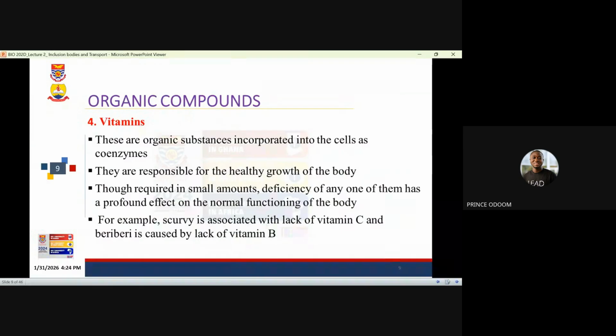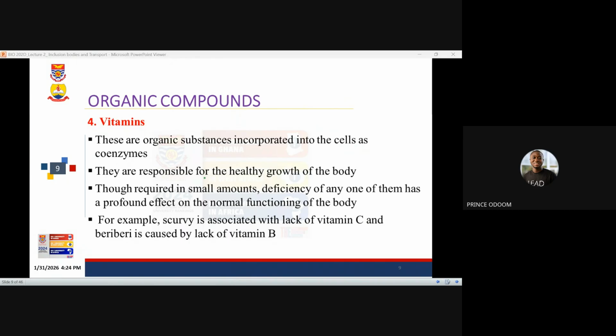Then we look at vitamins. So there are a lot of vitamins. We have the fat-soluble vitamins, and then we have the water-soluble vitamins. Can we mention the fat-soluble vitamins? There are 4 of them, the fat-soluble vitamins, and then the water-soluble vitamins.